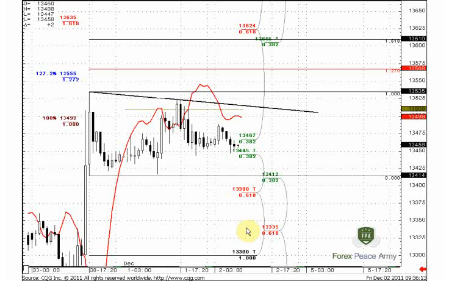It's a bit tricky, and the release of the non-farm payrolls could add some volatility to the market. So be careful, control your risk, and wait for clear patterns before you pull the trigger.